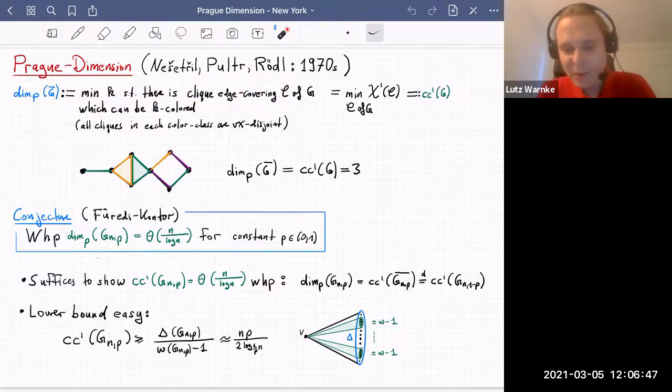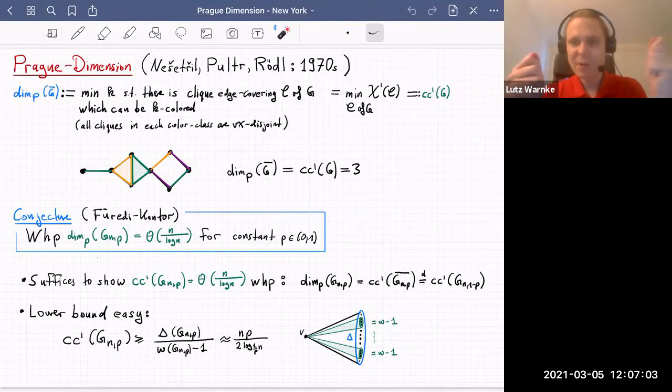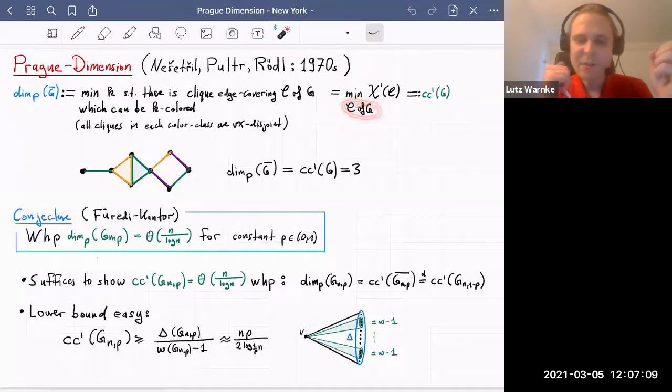If you prefer a more abstract point of view, you can also think of it in terms of the chromatic index. Any clique edge covering of a graph G, you can just pretend the cliques are hyperedges, where the vertices of your clique correspond to the vertices of the hyperedges. And then what you're really asking for is, among all clique edge coverings of G, the minimum chromatic index.